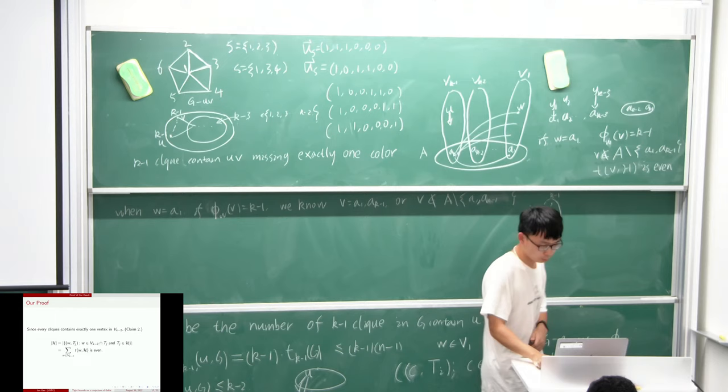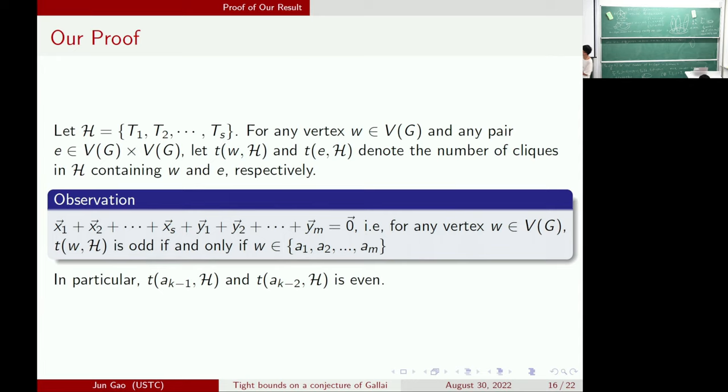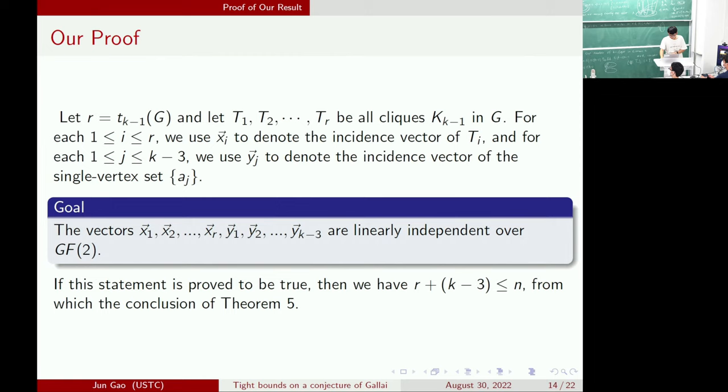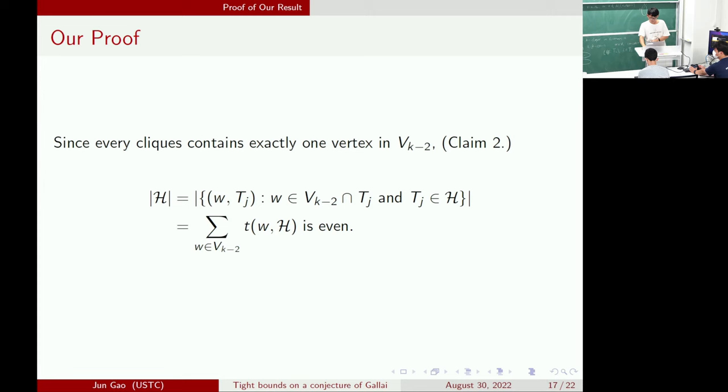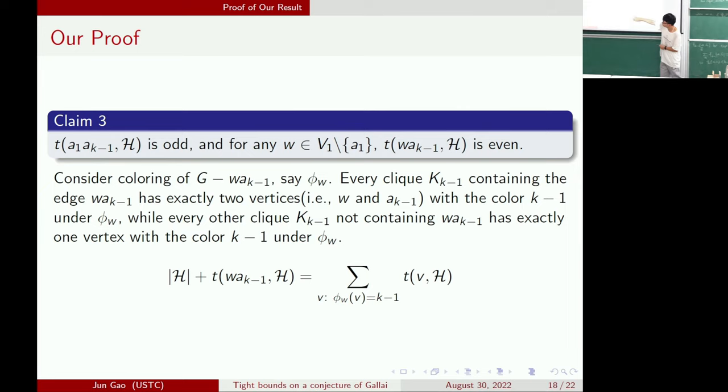We know the number is odd if and only if W belong to A1, A2, AM, where M is no more than K minus 3. So this equation tells us when W is equal to A1, this part is odd and this is even, so this is odd.